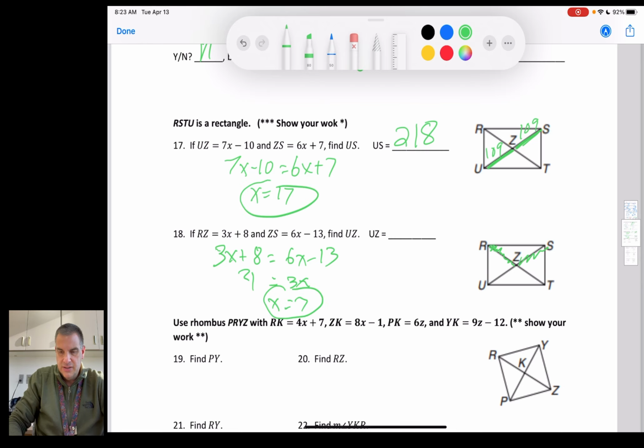Now they want the distance from U to Z. The distance from U to Z is going to be the same distance as R to Z, so we can substitute it in there. That's 29. 3 times 7 is 21. 21 plus 8 is 29. There you go. And you're done.